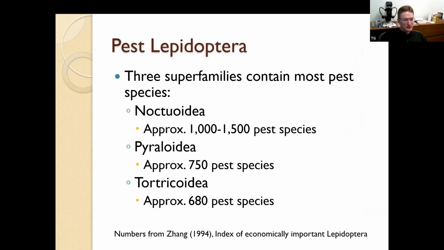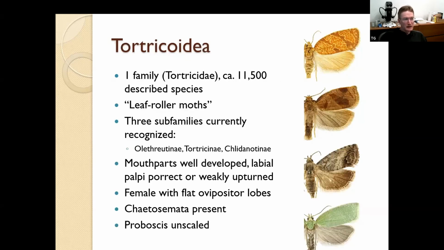So we're going to go sort of in reverse order here. We're going to start with the tortricoids, and we're going to work up to the noctuoids, which have the most number of pest species that we would be concerned about. So the tortricoids includes the tortricids. This is the group that I'm kind of a specialist in, about 11,500 species. These are called leaf roller moths because their larvae often roll leaves, but they have a variety of other feeding styles as well.